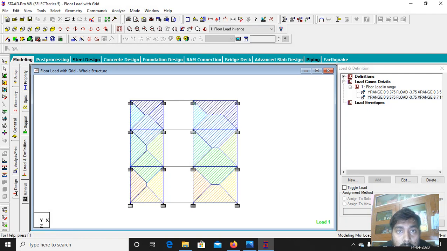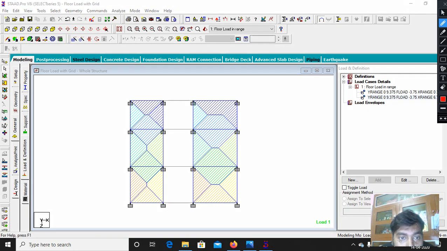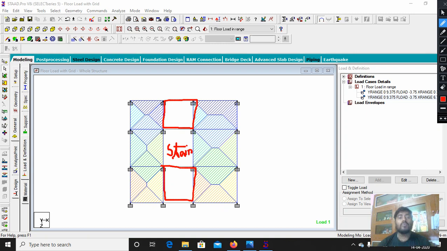So now we have to create the load for these two portions. One portion will be that portion and another portion will be that portion, because this portion is the staircase, this portion is the stair. So we will not create that. So another one portion will be that and another portion will be that.